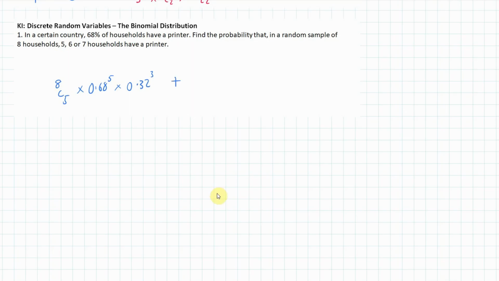And then we've got to add in when we've got 6 households. So that's 8, choose 6 households have the printer at 0.68 to the power of 6, and then 0.32 not having a printer to the power of 2, plus finally 8, choose 7, and this will be times 0.68 for probability of having it to the power of 7, because 7 households, times 0.32 to the power of 1, because 1 household out of the 8 doesn't. We add all of that together. We're going to do it on our calculator. 0.722 is the answer that I'm getting for this.